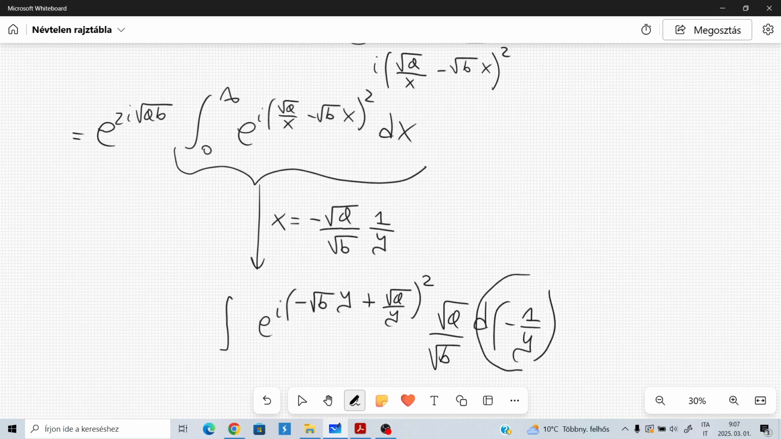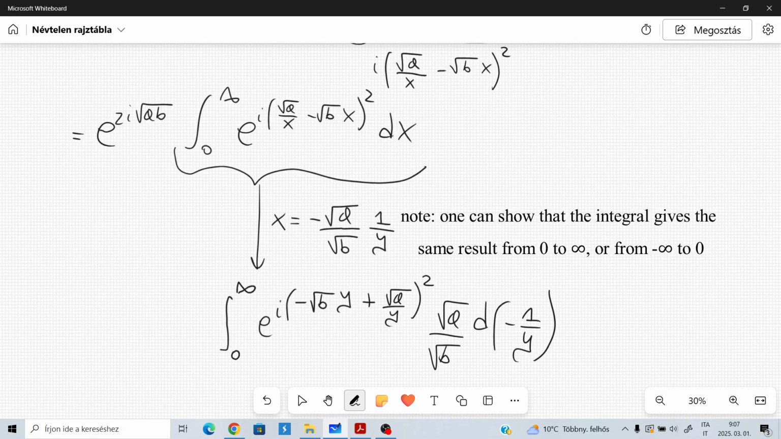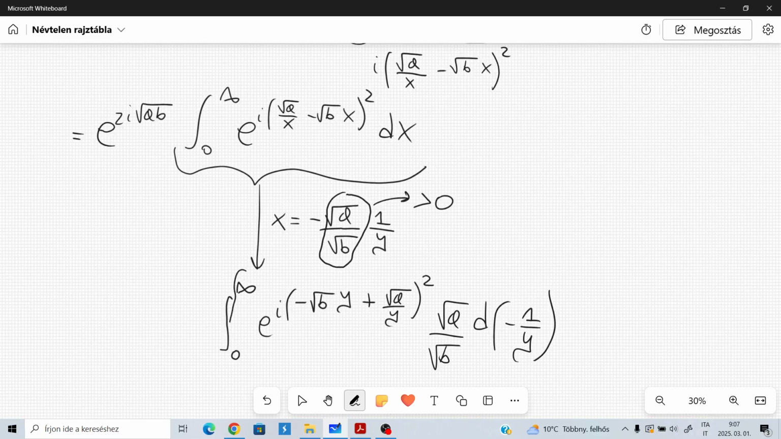So I have written it like this. In principle, in this case, the limits of integration are the same, because this expression here, minus 1 over y, is proportional to x. And the proportionality constant is just greater than 0. So the limits of integration here will be the same. And it's quite easy to see that.